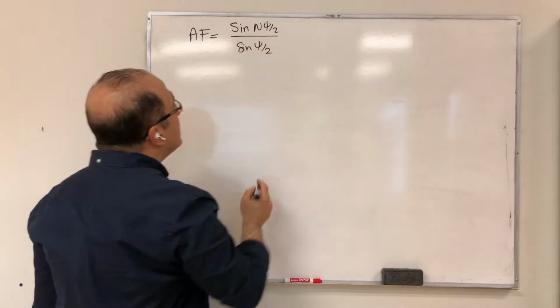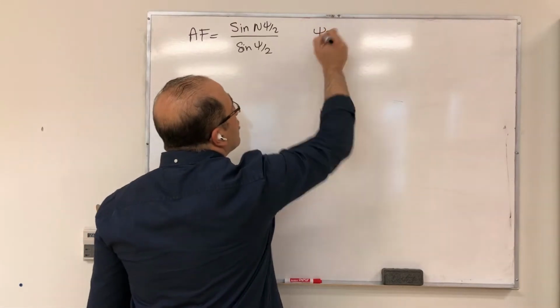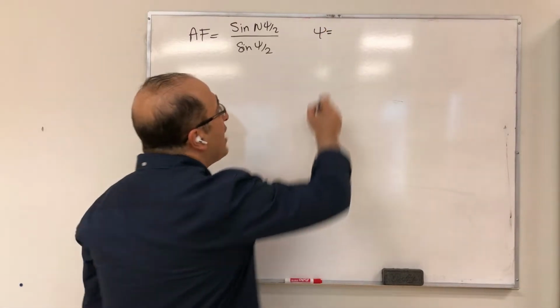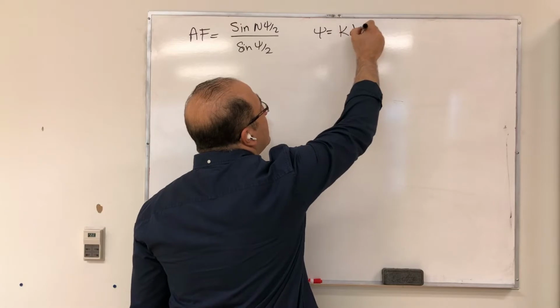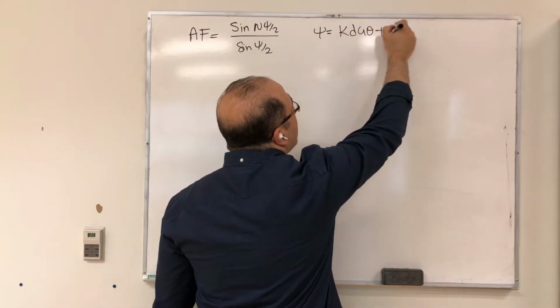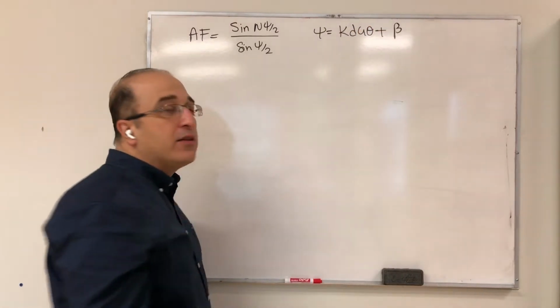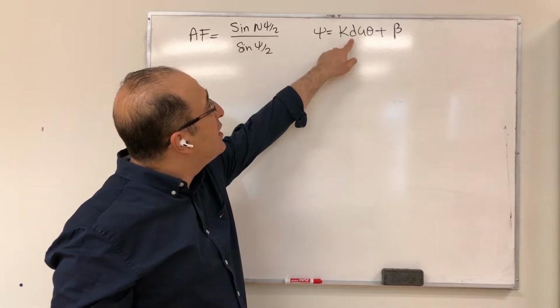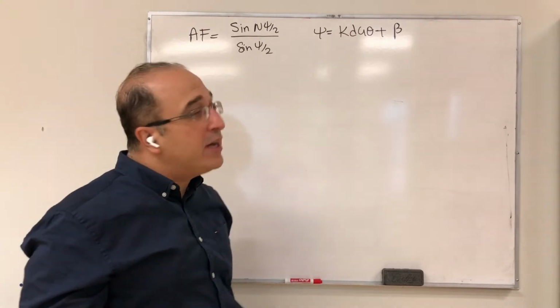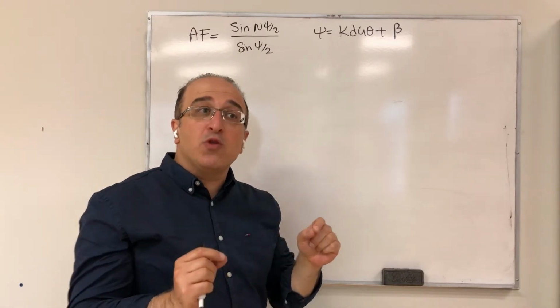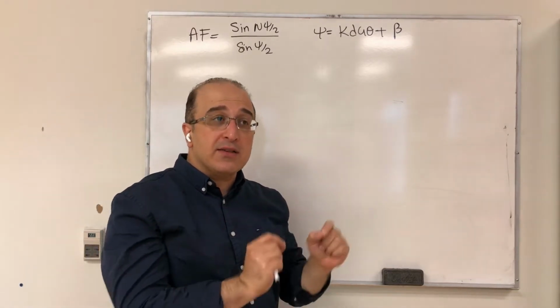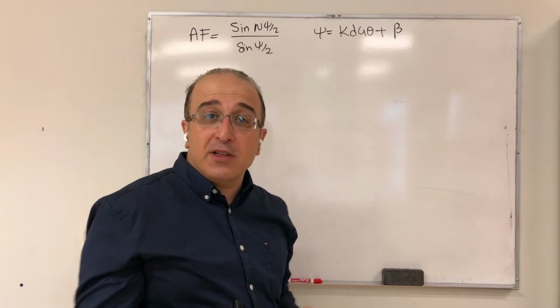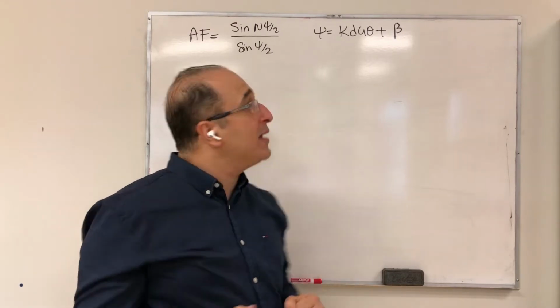where psi is the collection of phases that we have due to distance, kd cos theta, and electric phase, which is beta. So this was what we discussed, and d was the separation between the elements, which is assumed to be the same between successive elements, because that's part of the definition of a uniform antenna array.